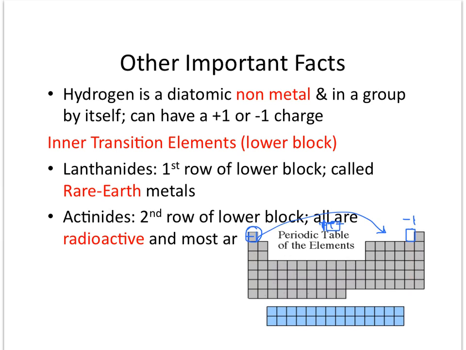And the inner transition elements, which are down at the bottom, have names. The first row is called the lanthanides. And you'll see in the table that lanthanum kind of starts that row of special elements, which are called rare earth metals. There really isn't much I want you to know about these except for its nickname. And then the last row in the lower block are called the actinides, and that will start right here, Ac.